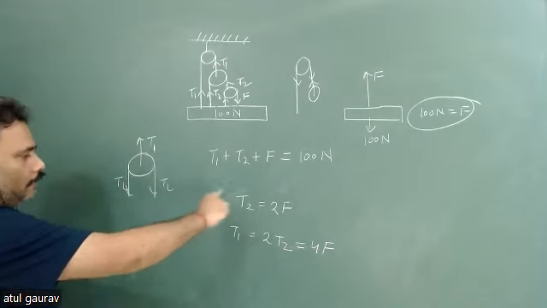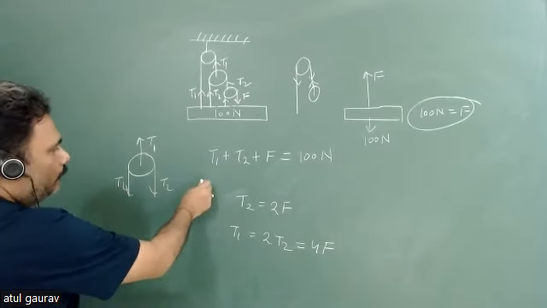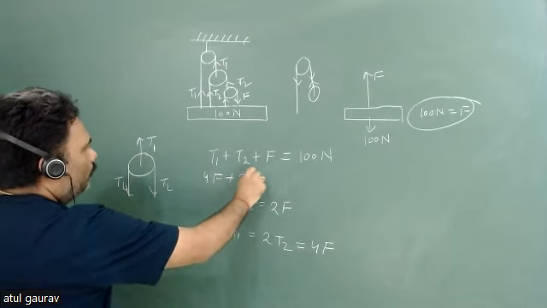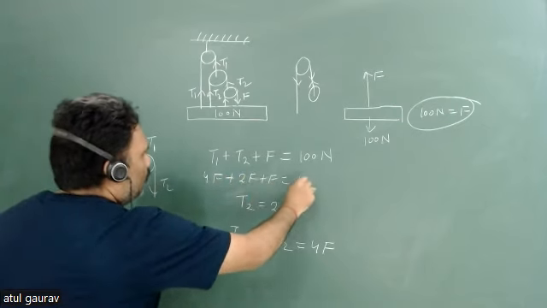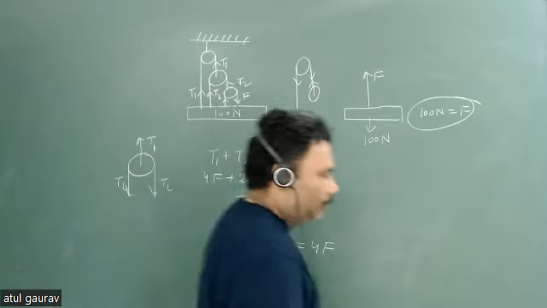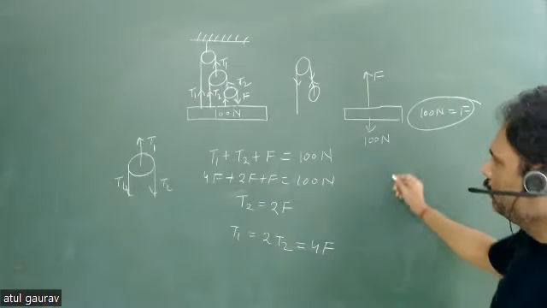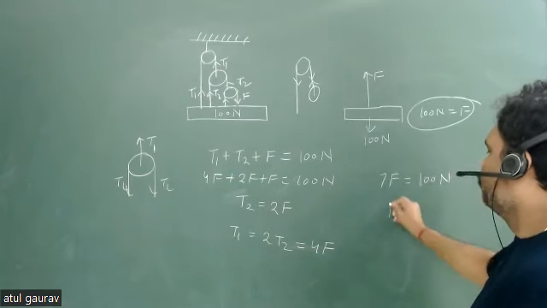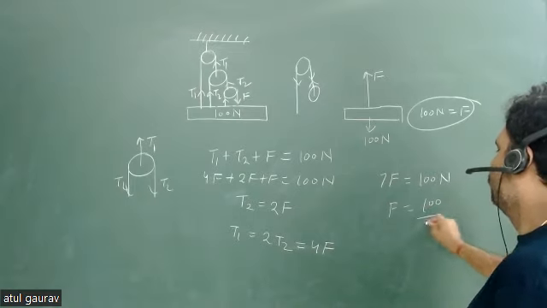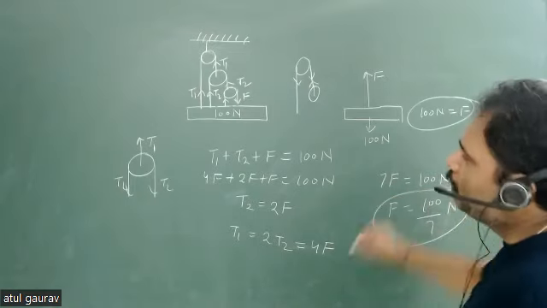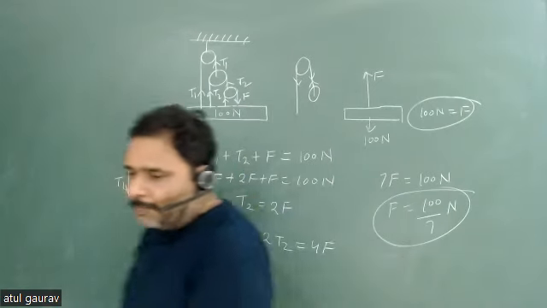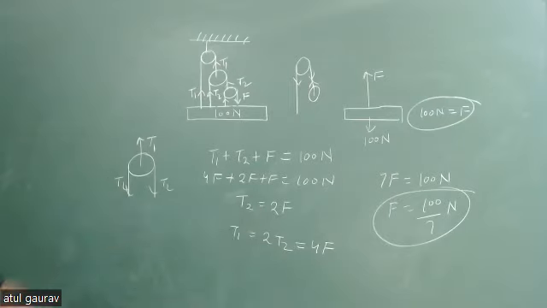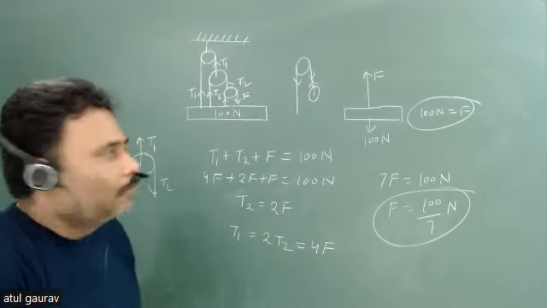So what will happen? You have T1 is equal to 4F plus T2 is 2F plus F, equal to 100 Newton. And then you have 7F equal to 100 Newton. What is your F? 100 by 7. So now you can see, with the help of this pulley and mass system, your effort is 1 by 7 times what you are using here.